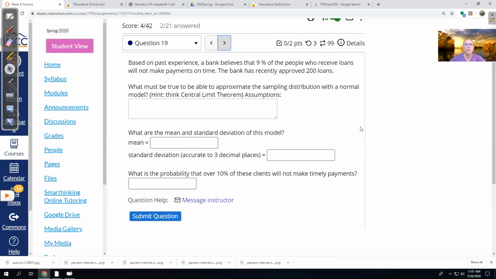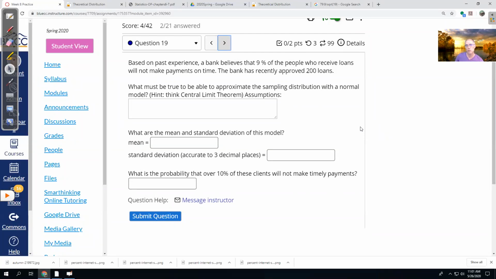So based on past experience, a bank believes that 9% of the people who receive loans will not make a payment on time. The bank has recently approved 200 loans. What must be true to be able to approximate the sampling distribution with a normal distribution? Think central limit theorem assumptions.